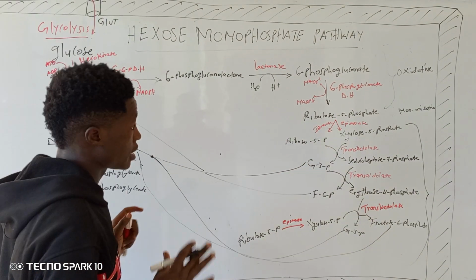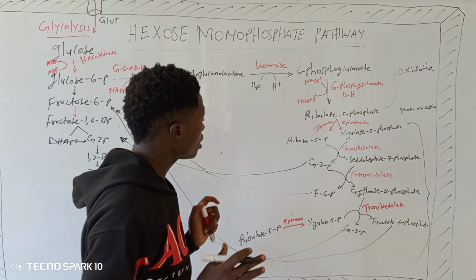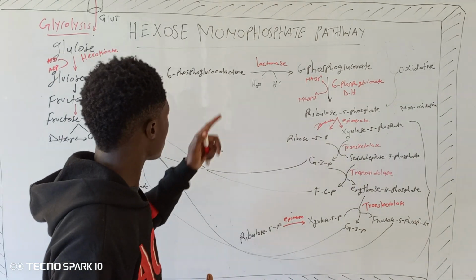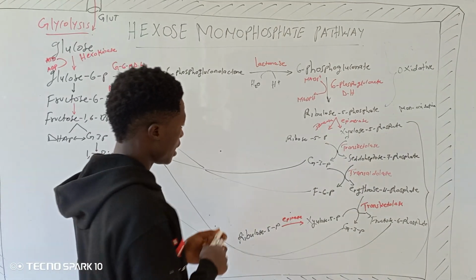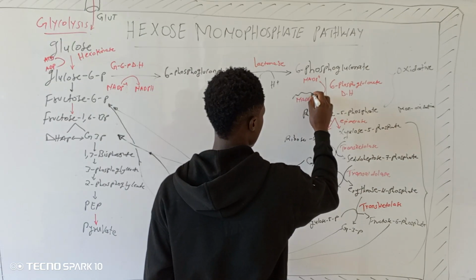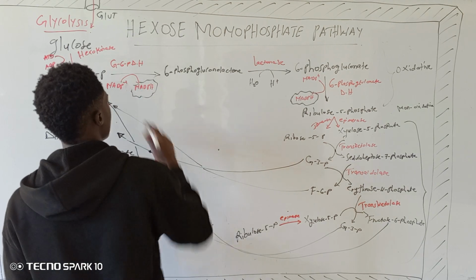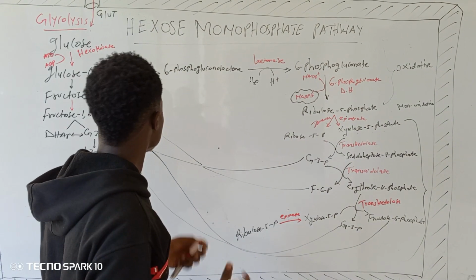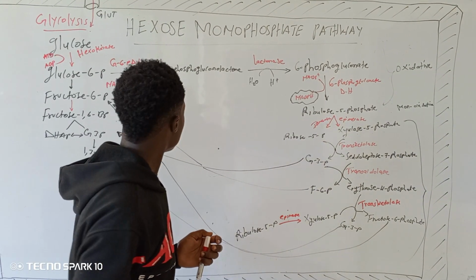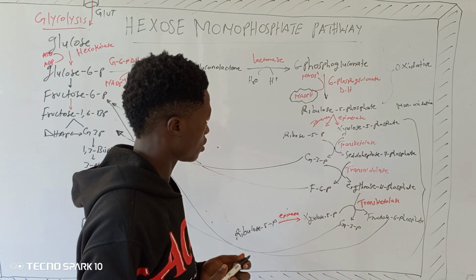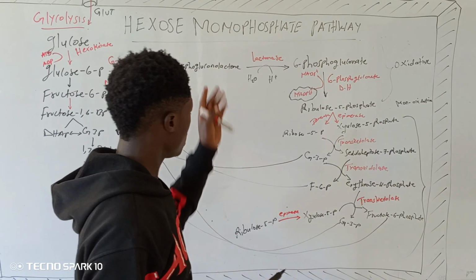So these two processes are interconnected, and the main reason why the body undergoes this process is because we generate NADPH molecules, which will be taken to other pathways which are necessary and very crucial as far as cell functioning is concerned. Now, this is all about the hexose monophosphate pathway.